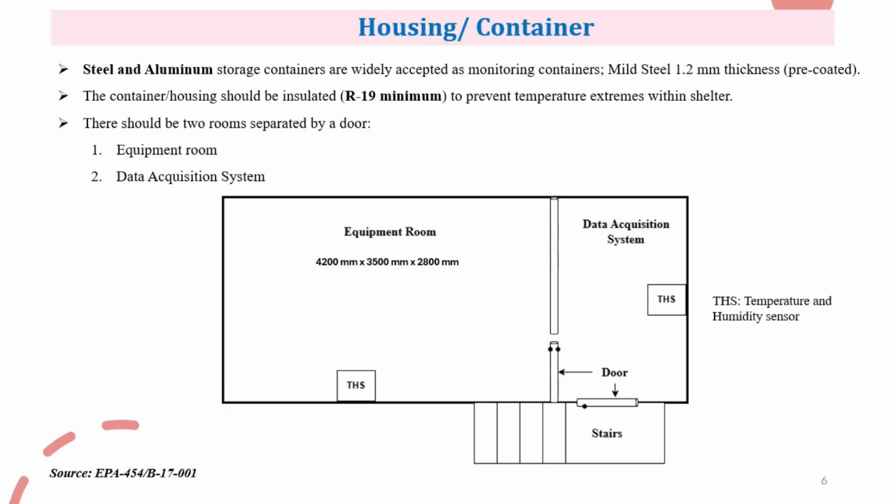Understanding the outer design. The housing for the CAQMS is crucial because it protects the equipment from dust, temperature changes, and other harsh conditions. The walls should have good insulation, at least R19 grade, to keep the inside temperature stable. It has two rooms, one the equipment room and the other the data acquisition system room. We need to keep the internal temperature stable between 20 to 30 degrees with minimal variation and maintain humidity level between 30 to 45%. This ensures the equipment works properly.